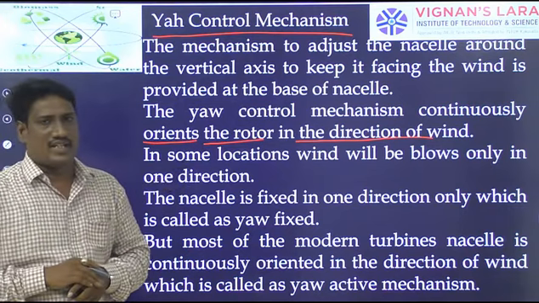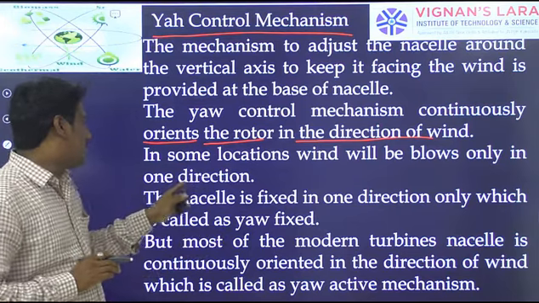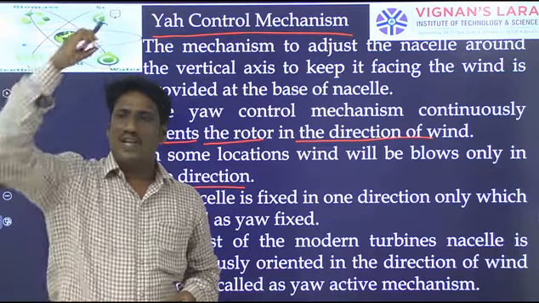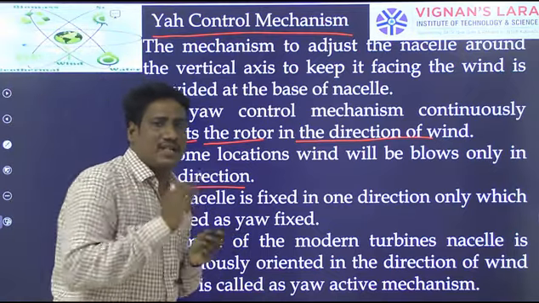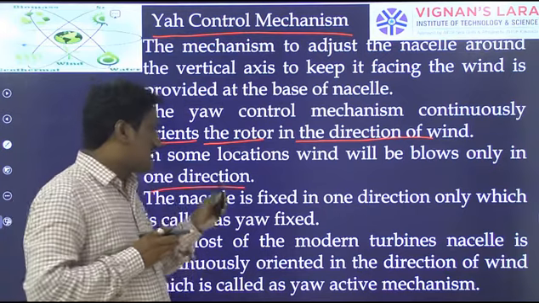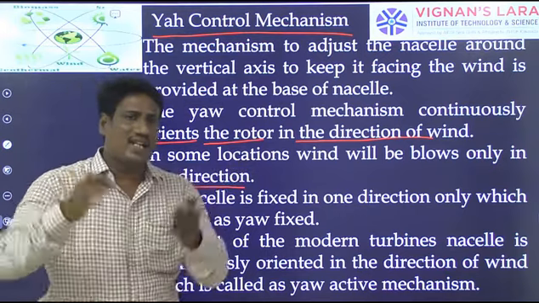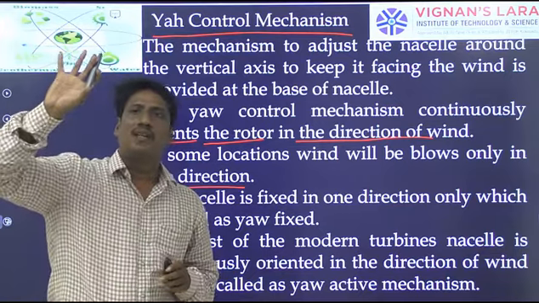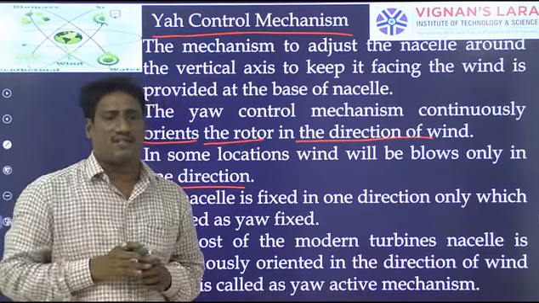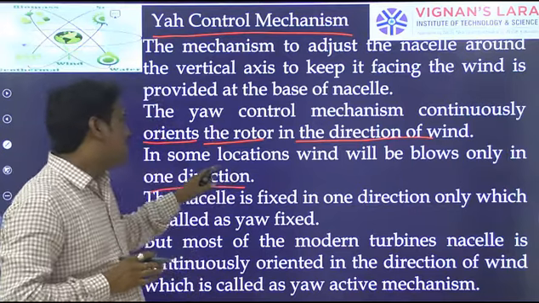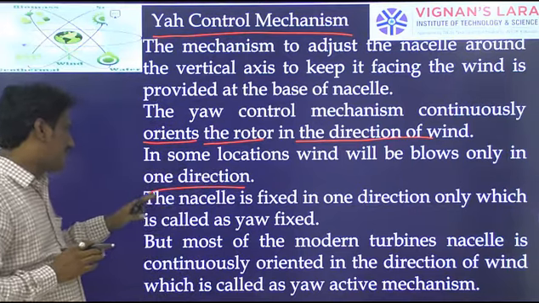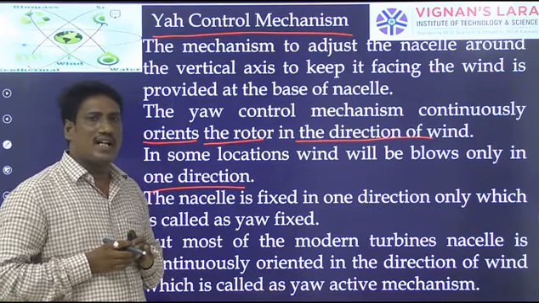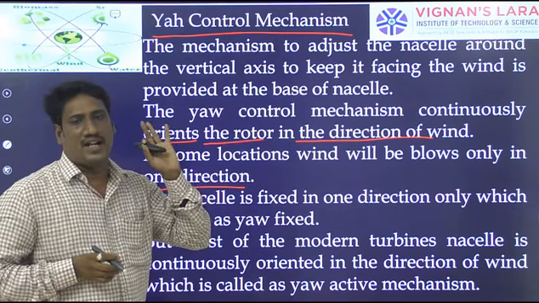In some locations, the wind will blow only in one direction. In those cases, what can we do? The yaw will be fixed to face one direction only, so the nacelle is fixed to one direction. It is called yaw fixed.